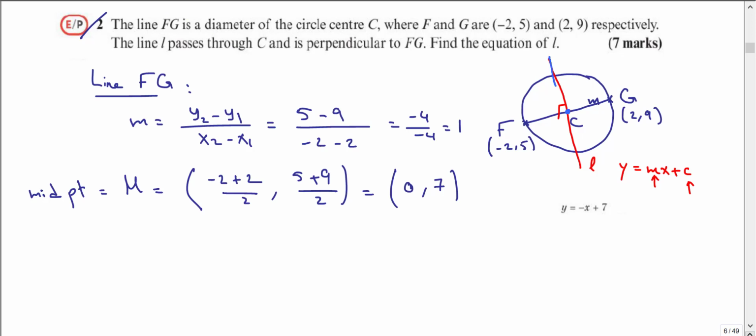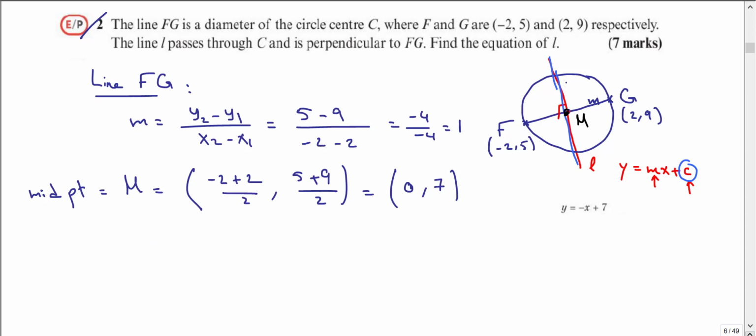Because on this line we need a point to get C. To get this y-intercept you need a point on the line, which will be the point M, the midpoint of FG, and at the same time it is a point on line L. So we have the gradient of FG.